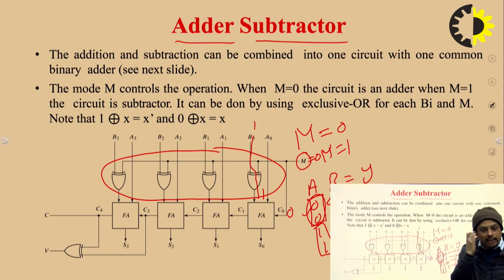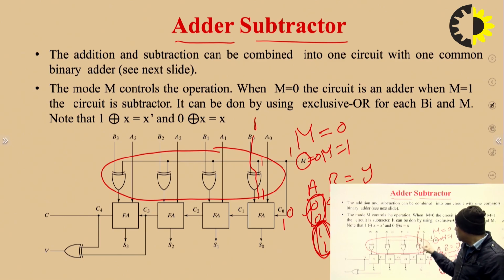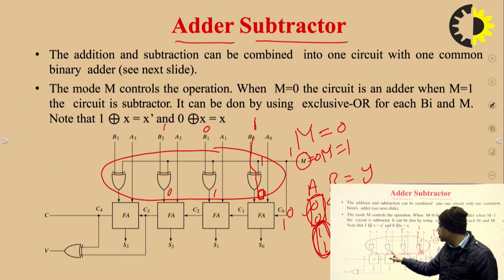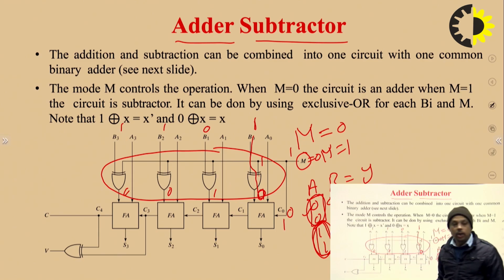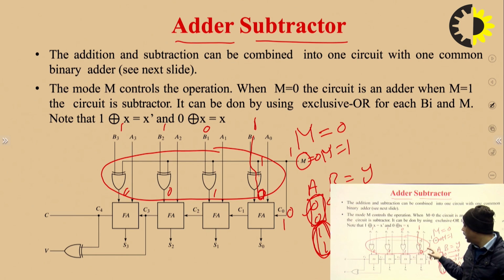But in the other case, if M is equal to 1, we make C0 equal to 1, as well as this bit equal to 1, and due to this property, the input bit is flipped, which can generate the first complement of the input number. So if this is 0, it became 1. If this is 1, it became 0. So the first complement is generated with the help of this XOR IC.